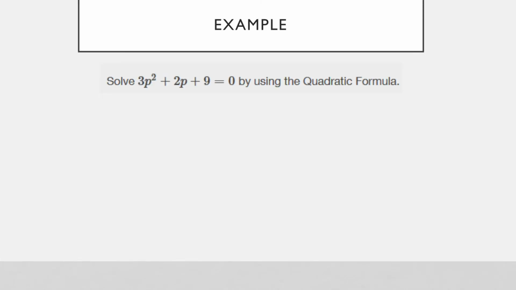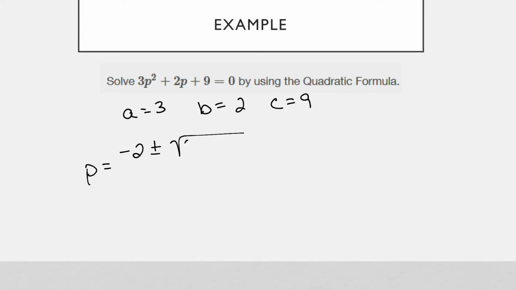So is it written in standard form? Yes, it is. So we've got A is 3, B is 2, and C is 9. All right, so we're solving for P this time. Negative B, which is opposite of B, is negative 2, plus or minus the square root of B squared minus 4 times A times C, all over 2 times A.